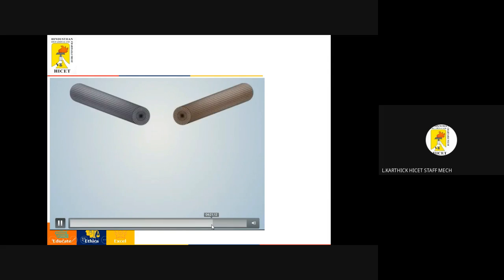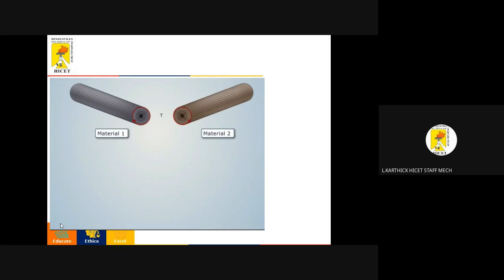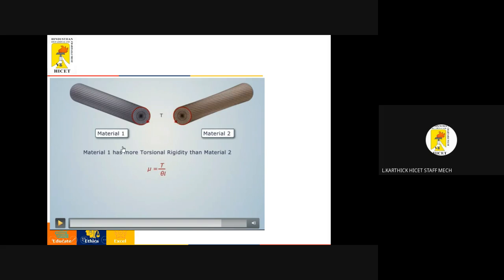So these three are the general day-to-day applications of torsion. Okay. Now we look at the torsional rigidity for two different materials. This is material number 1 and number 2. Material number 1 has more torsional rigidity than material number 2.